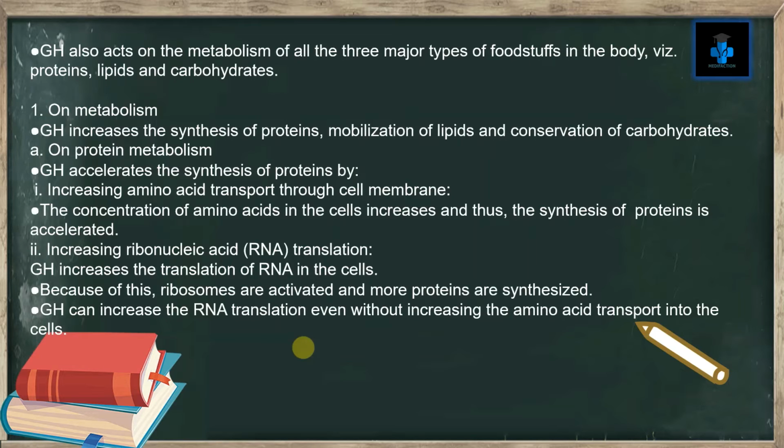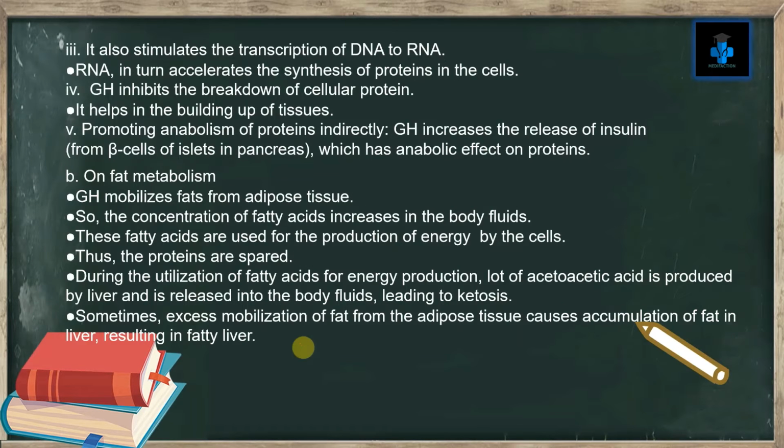Growth hormone increases the translation of RNA in the cells. Because of this, ribosomes are activated and more proteins are synthesized. Growth hormone can increase the RNA translation even without increasing the amino acid transport into the cells. Number 3 is it also stimulates the transcription of DNA to RNA. RNA in turn accelerates the synthesis of proteins in the cells.